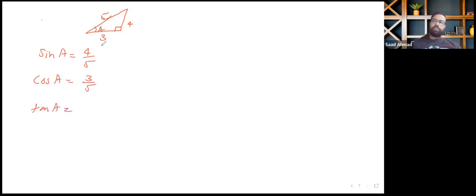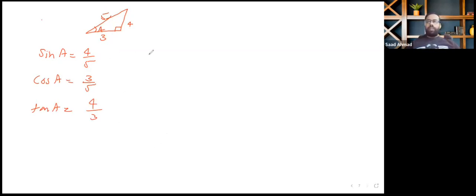dividing them. For example, let's say we have a right triangle. Here, let's say this is 3, this is 4, and this is 5. Side lengths, it's a right triangle. So this is angle A here. So we get sine of the angle A equal to 4 over 5. Cos of the angle A will be equal to 3 over 5. And tan of the angle A will be equal to 4 over 3, like this.